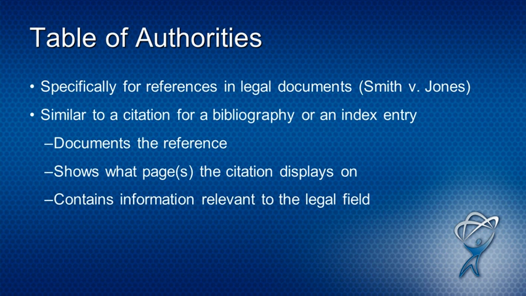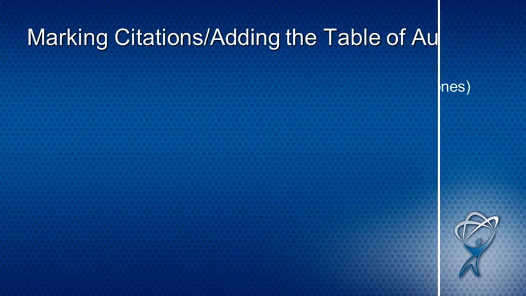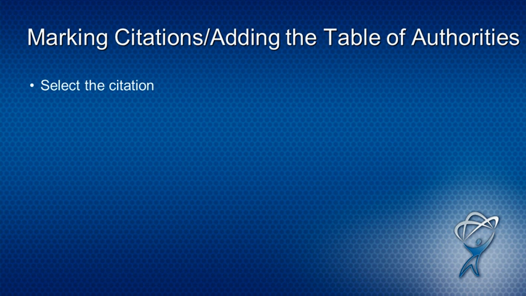What makes it unique, of course, is that it combines these two and it contains information or fields that are relevant to the legal field, to things like Smith versus Jones instead of a book or a lecture that you attended. The table of authorities itself is organized by category, so we'll see all of the cases listed together, all of the statutes, etc. That's why you need to designate what type of category it is when we're marking the citations.